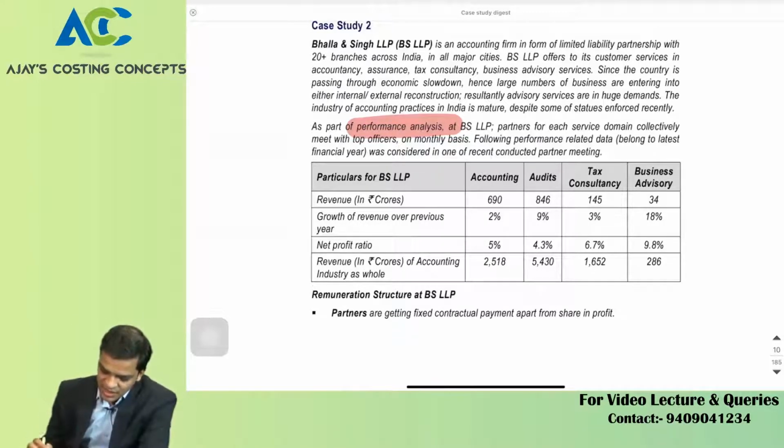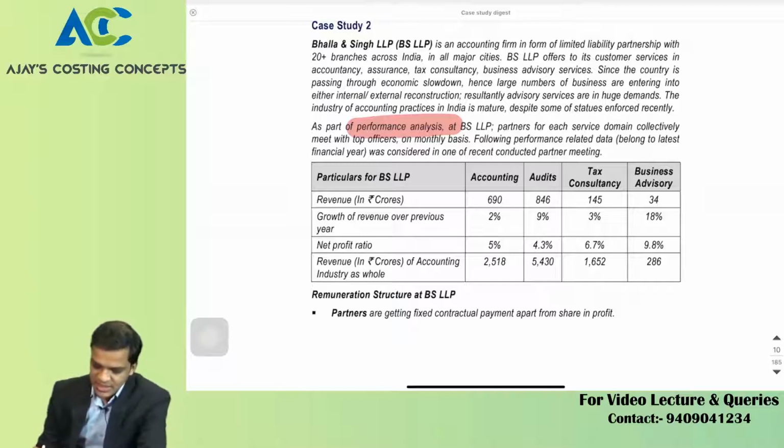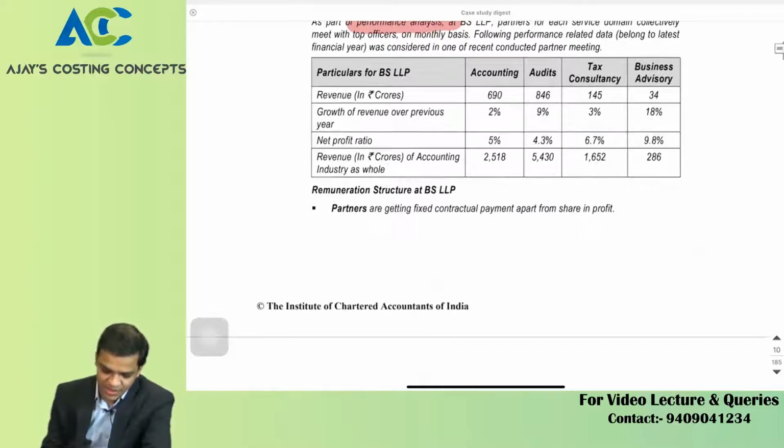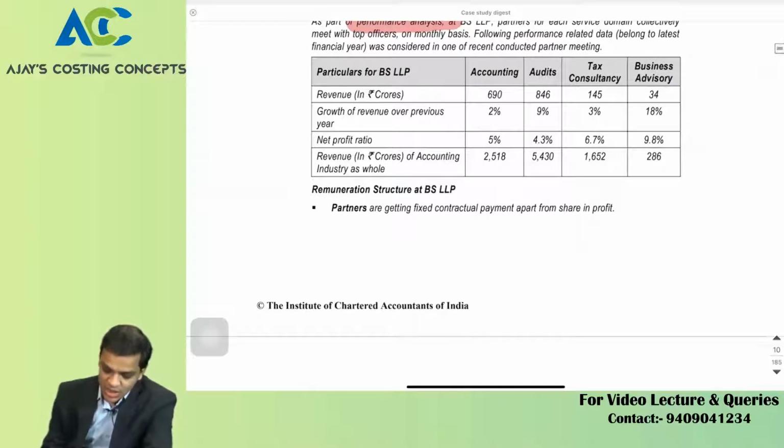BSLLP partners of each service domain collectively meet up with top officers on a monthly basis. The following performance unit data belonging to the latest financial year was considered at one of the recent partners meetings. Revenue in crores: accounting 690, audit 846, tax consultancy 145, business advisory 34 crores. Growth of revenue over previous year: 2%, 9%, 3%, 18%. Net profit ratio: 5%, 4.3, 6.7 and 9.8.